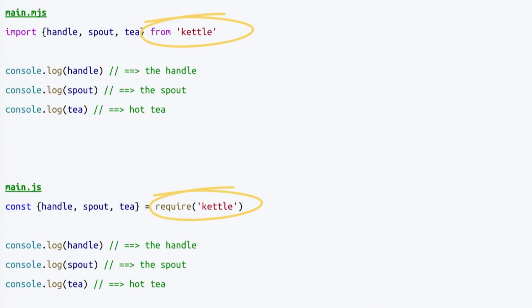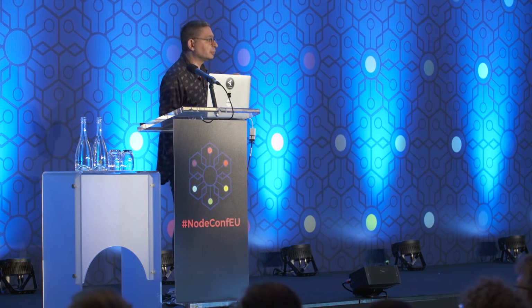So now I have both MJS and JS, and when I import, it uses the MJS, and when I require, it uses the JS. It's a very, very simple thing, which gives us dual mode libraries for free, or almost free. So if you want to write dual mode libraries once we're out of experimental mode, or if you want to play with it, this is currently the way to go. There we go.